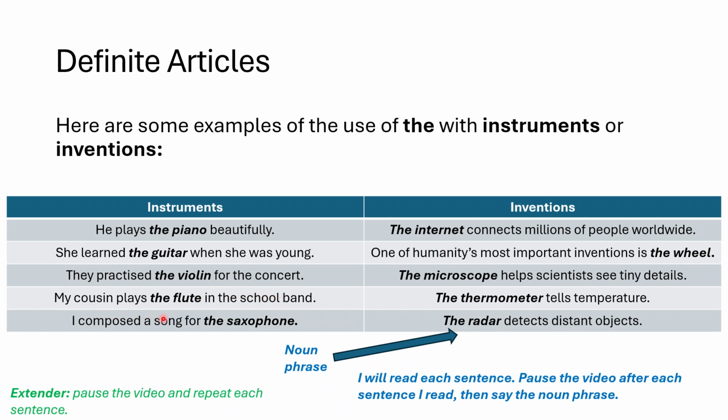My cousin plays the flute in the school band. I composed a song for the saxophone. The internet connects millions of people worldwide. One of humanity's most important inventions is the wheel. The microscope helps scientists see tiny details. The thermometer tells temperature. The radar detects distant objects.